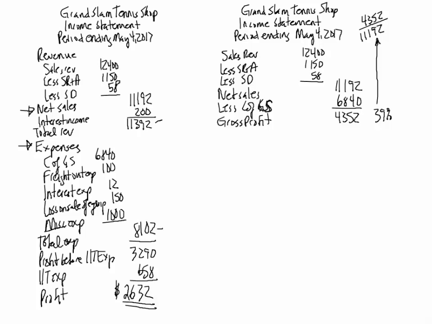Notice that I'm dividing it by net sales, not sales revenue, because sales revenue is before returns. And those returns were as if they were never made as a sale. So I always use net sales. This number is really important because it tells us that for every $1 they sell, they put 39 cents towards covering their operating costs. The higher the gross profit margin is, the better it is.